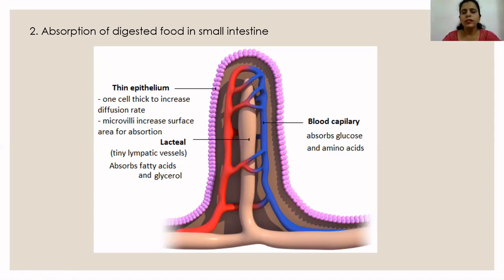Okay, glucose is actually absorbed into the blood capillaries by the process of active transport, because the concentration of glucose inside blood is always higher than the concentration of glucose inside the small intestine. So they move by the process of active transport, and amino acids move by the process of facilitated diffusion. Okay, so what is facilitated diffusion? You will learn in higher classes.